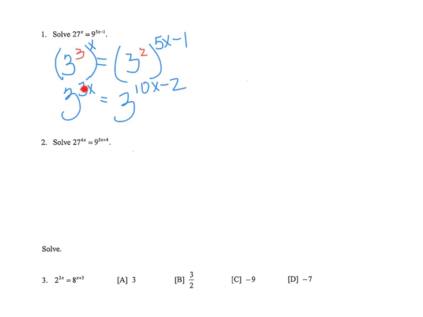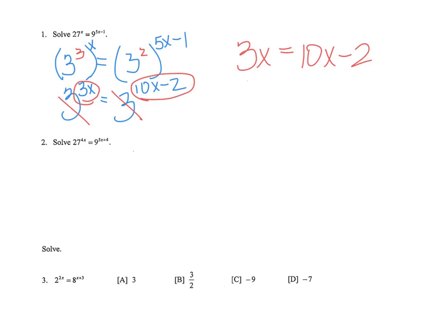If 3 to the 3x is equal to 3 to the 10x minus 2, essentially, those base 3's now drop out. I don't need them. And my equation is 3x equals 10x minus 2. And I solve that equation.